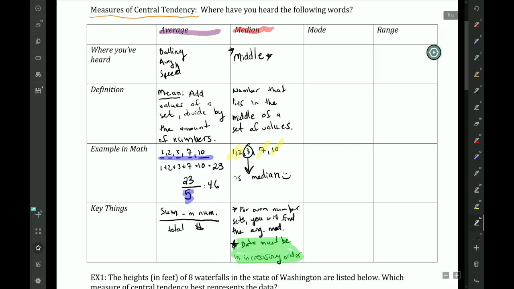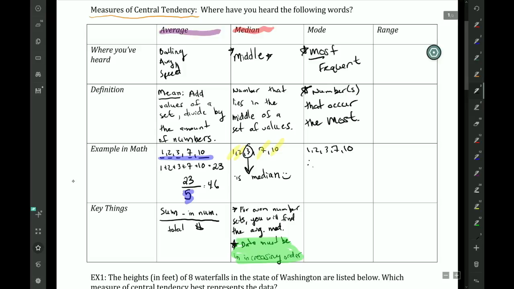Okay? Mode, the kind of thing, so game modes perhaps, but really the takeaway is it is the most frequent. Mode, most, and it is the number or numbers that occur the most. You can have one mode, you can have two modes, you can have three, you can have no modes. So with 1, 2, 3, 7, and 10, there's actually no mode. None of the numbers repeats.